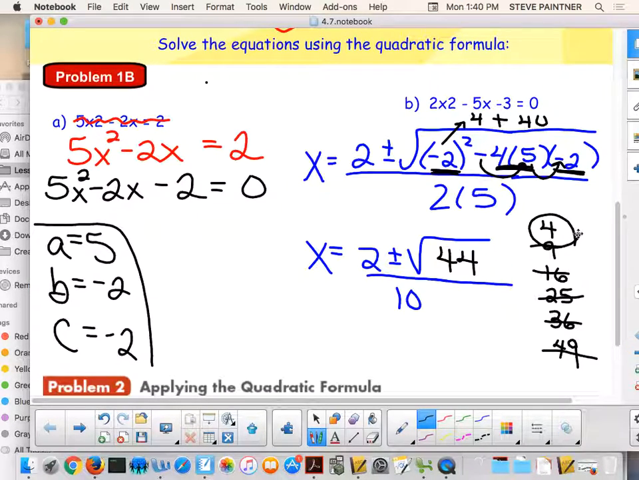Yes. 44 can be broken into 4 and 11. So I'm going to go like this. 44 is 4 and 11.